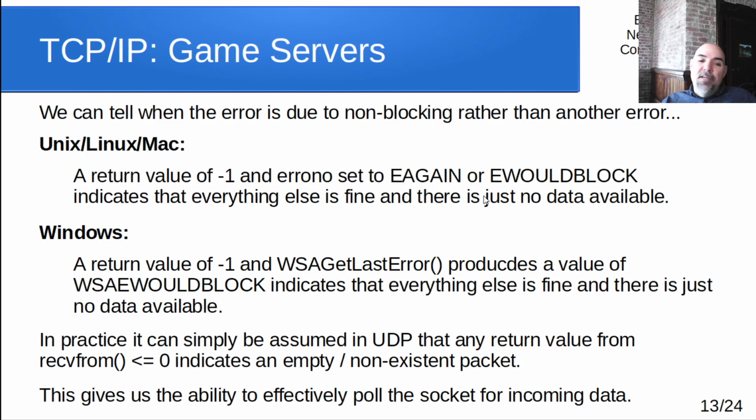In Windows, it's the same thing. It'll return this error code of -1. And if we call WSAGetLastError, it'll have the value WSAEWOULDBLOCK. Notice that's the same kind of flag we had up here. And everything else is just fine.